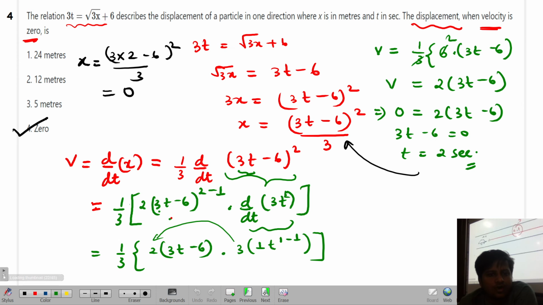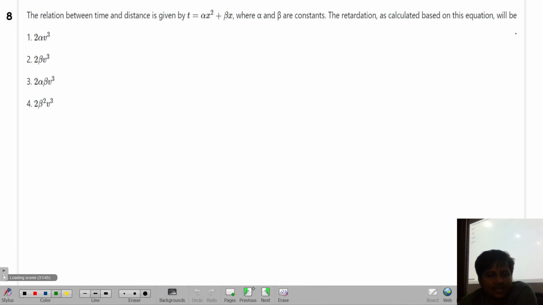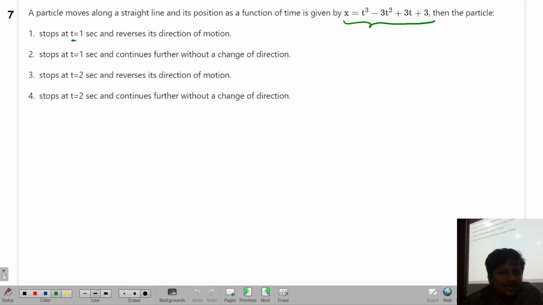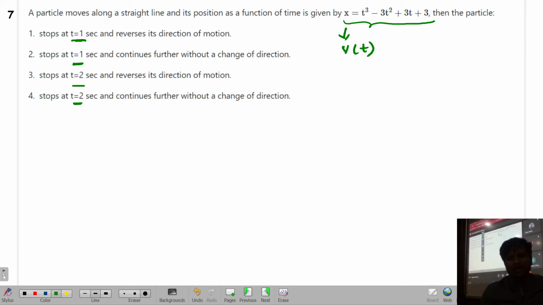Here, go through the options. Here it is asking about what is happening at t equal to 1 second and what is happening at t equal to 2 seconds. So first calculate x. From this x, first calculate velocity dependent upon time. Then check for t equal to 1 second what is happening to velocity, and check for t equal to 2 seconds what is happening to velocity, and you will get the answer. Yes or no? This is the easiest trick. Okay. Are you able to get me or not?